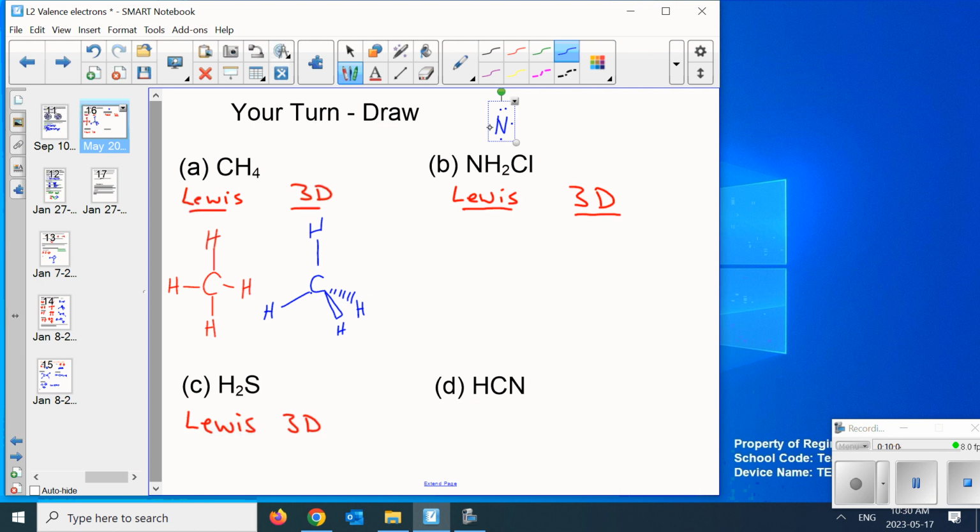17 minus 10, 7 valence electrons. 2, 2, 2, 3 sets. 6 that can't be involved in bonding. And then the single one gets the bond. I'll let you draw it, and I'll let you make it. Make sure you show me that in the next minute. Okay?